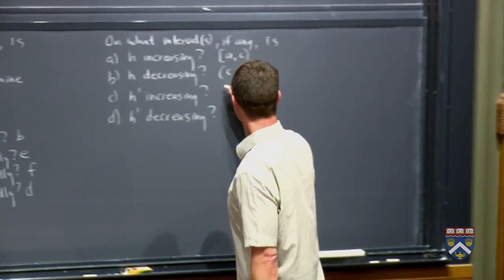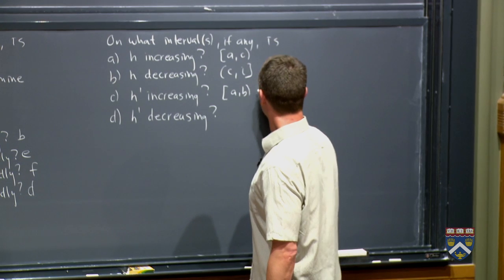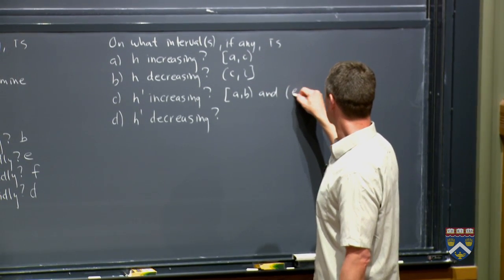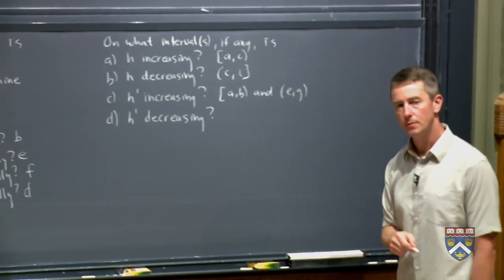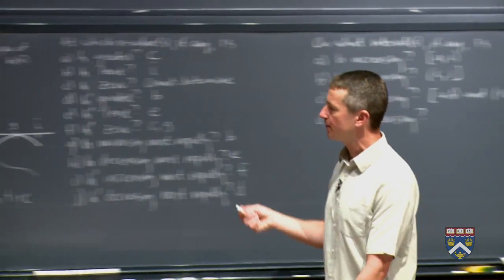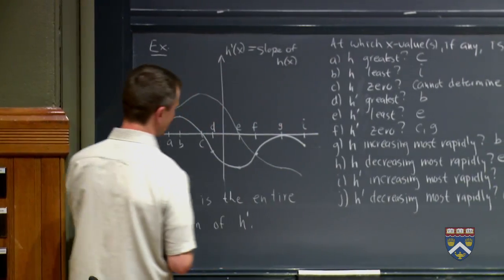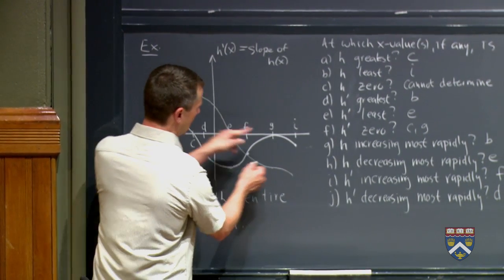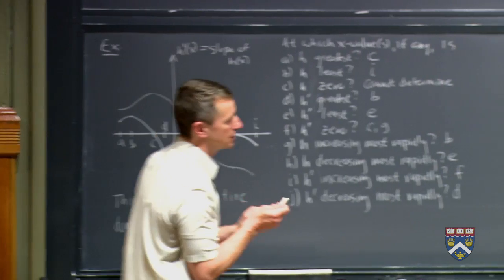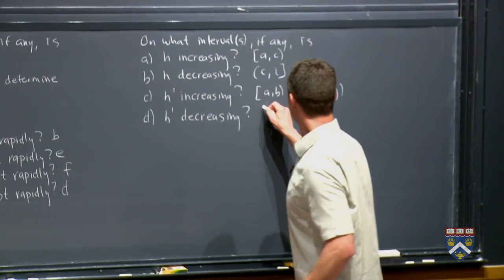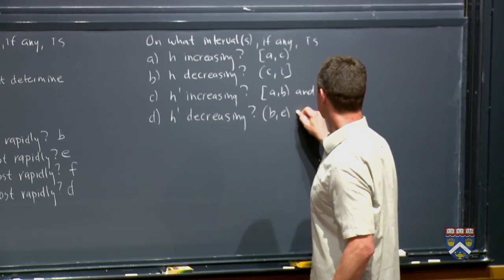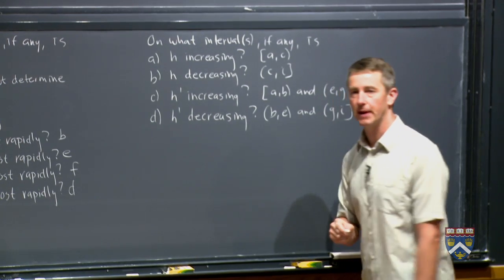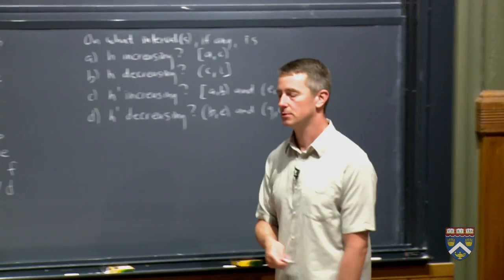So A to B, and what did I say for the other one? E to G. And then h prime will be decreasing when the graph on the board at the start was going downward. So that graph was going downward from B to E, and then a little bit at the end from G to I. And again, don't worry about whether to include the endpoints or not. It's just a matter of convention. Different books, different people do it differently.